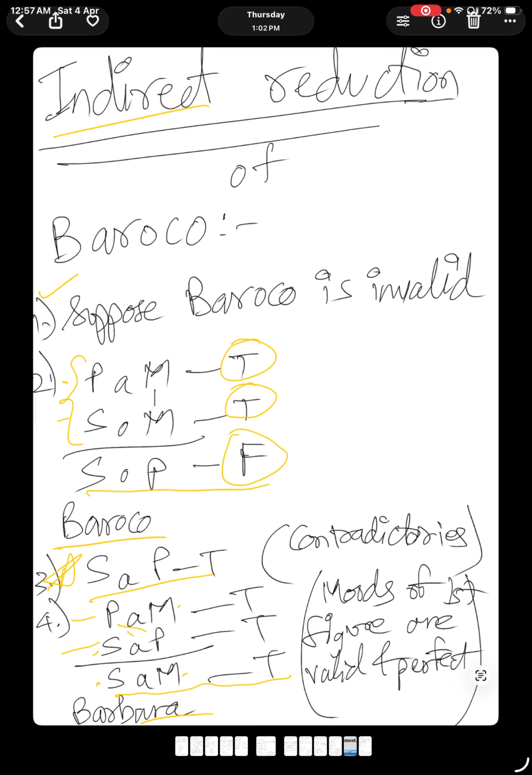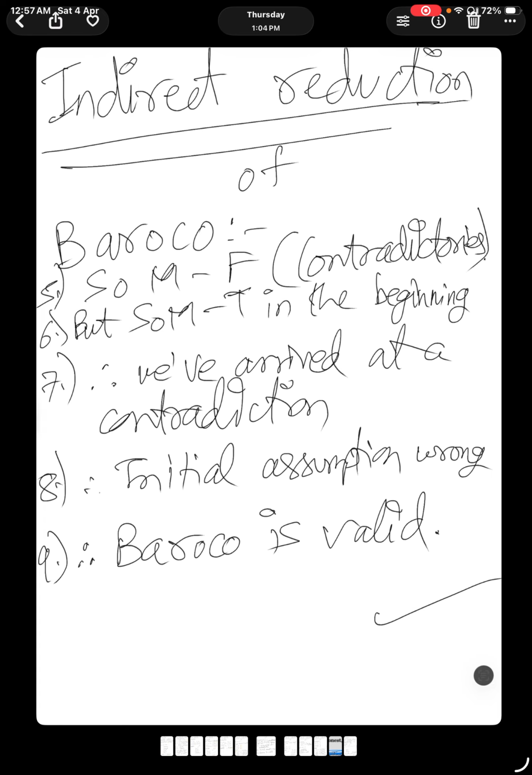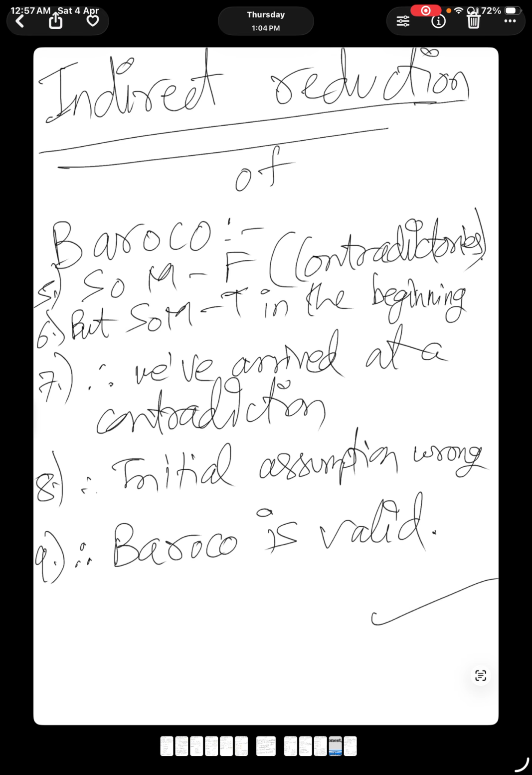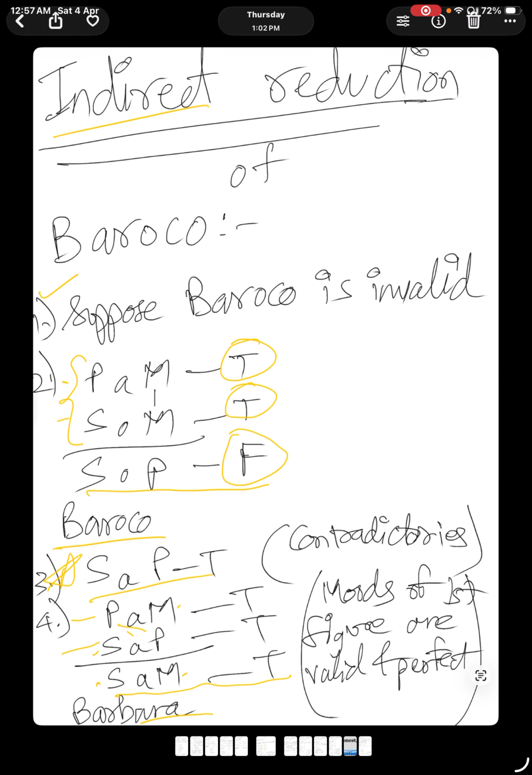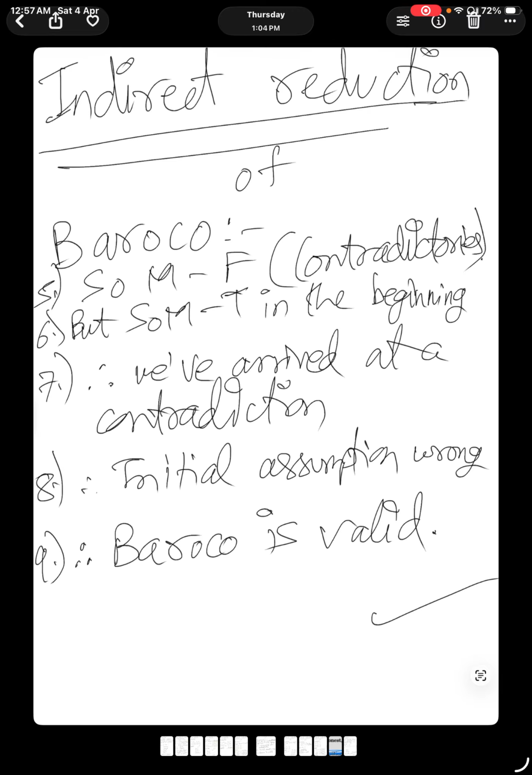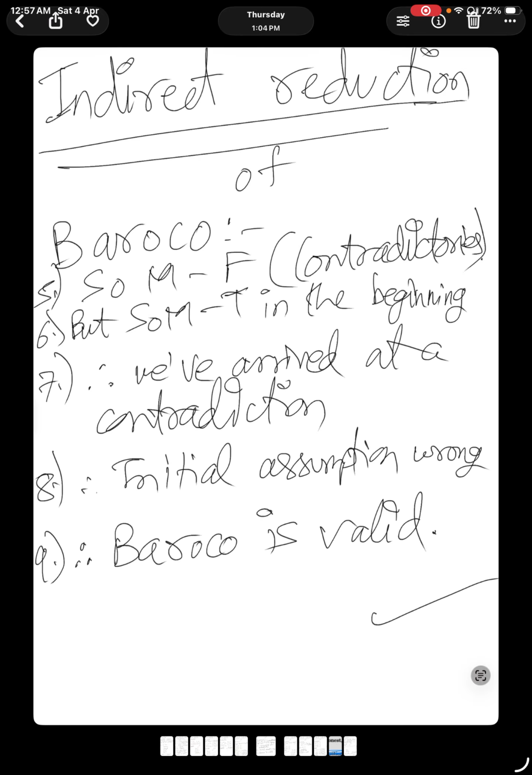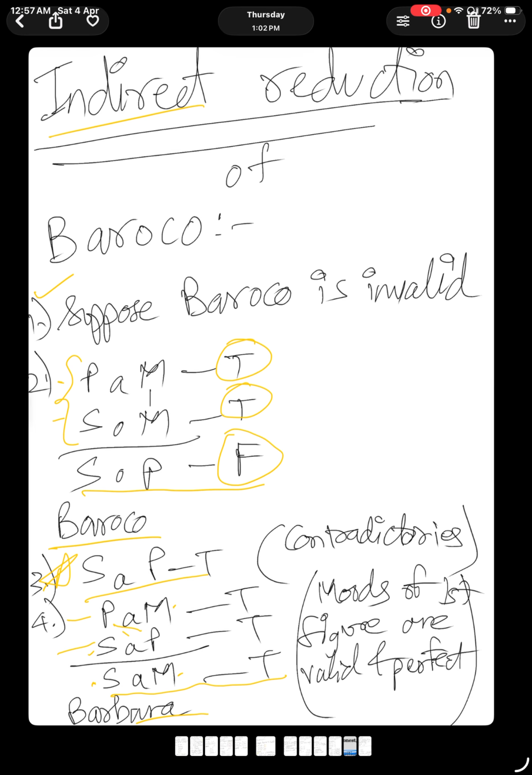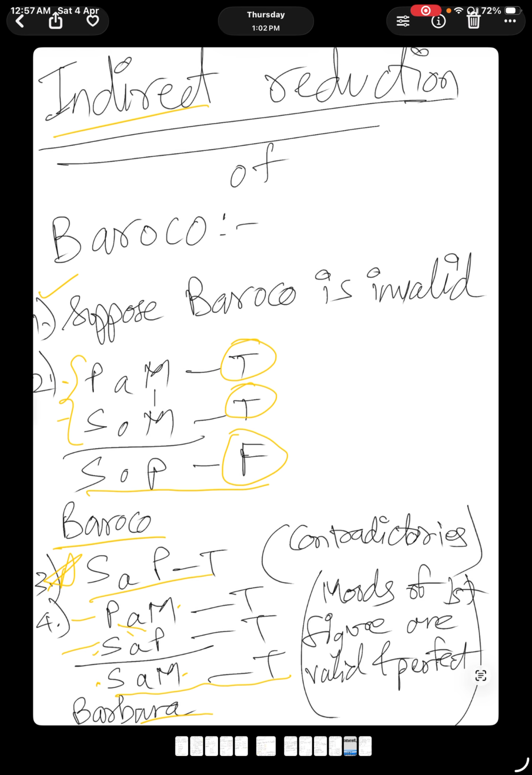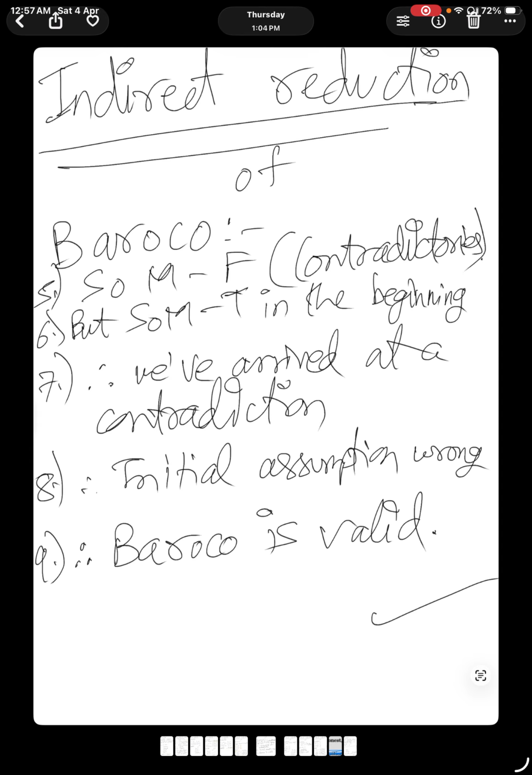Next, after this, if we have SAM is true, again apply the same rule. The contradictory of A is O, so if SAM is true, SOM will be false. That is the next step. But if SOM is false, we started off with SOM, and in number 2 see, SOM is true. So we have arrived at a contradiction. And if you have arrived at a contradiction, that means the first step, suppose Baroco is invalid, is wrong. That assumption is wrong. So therefore, the last step is Baroco is valid.